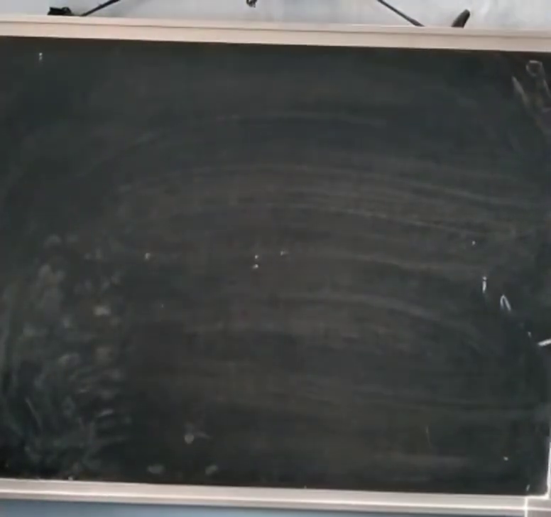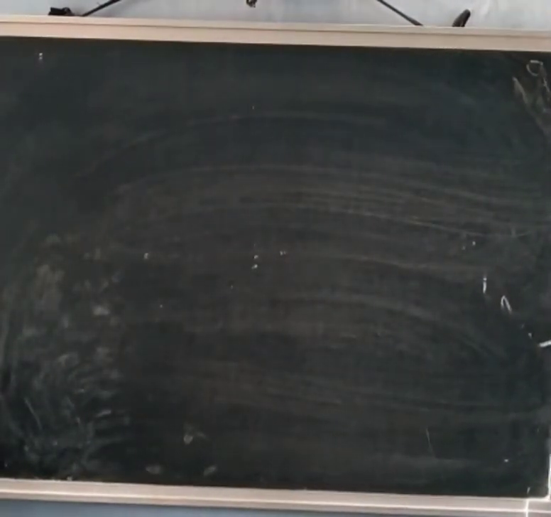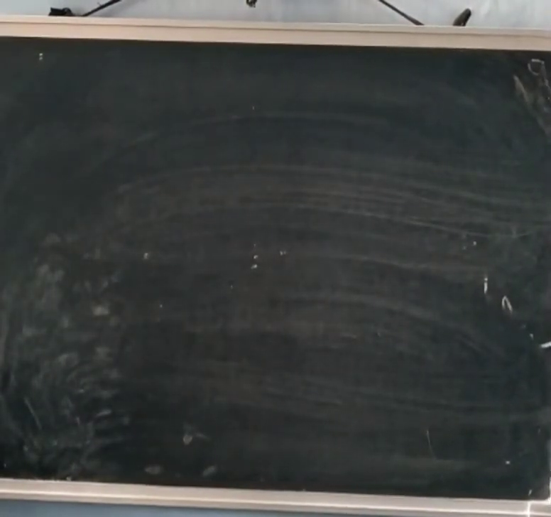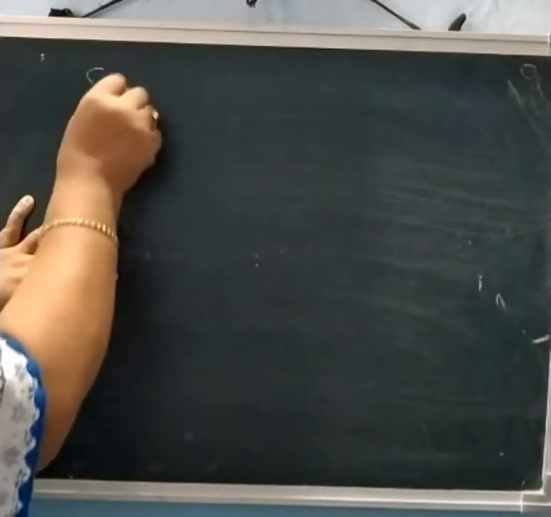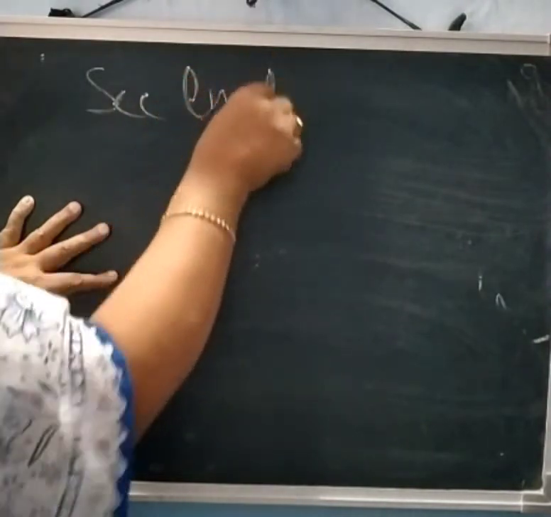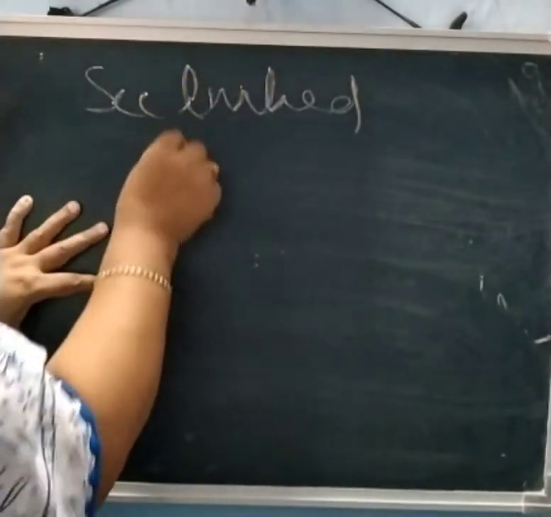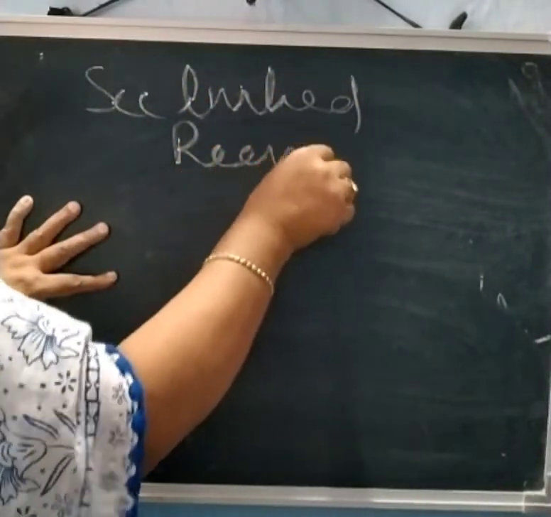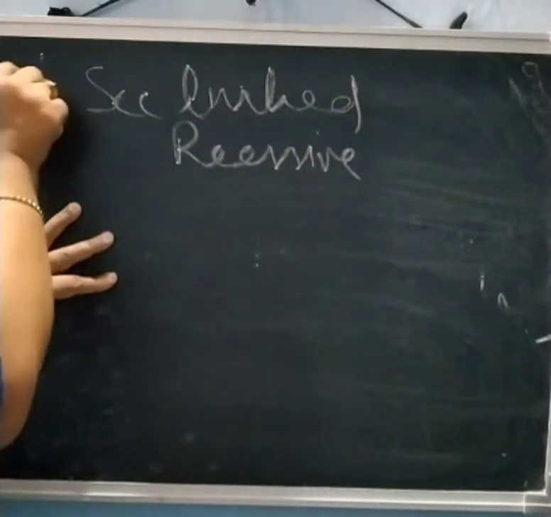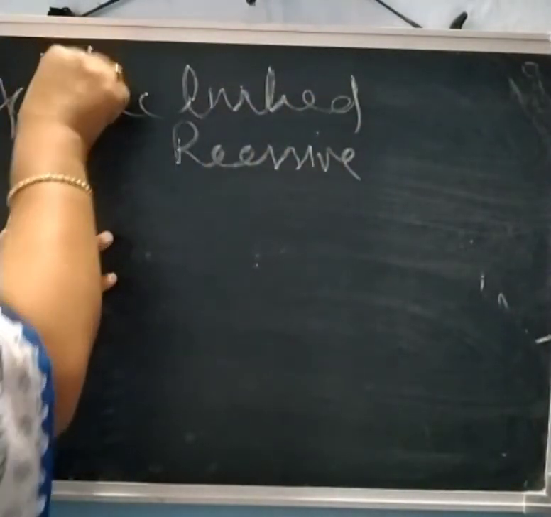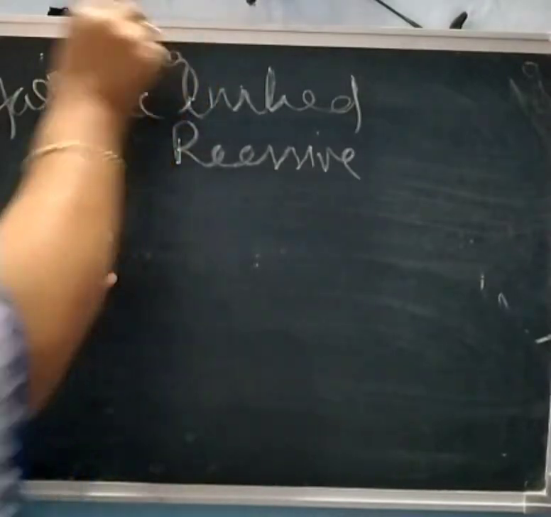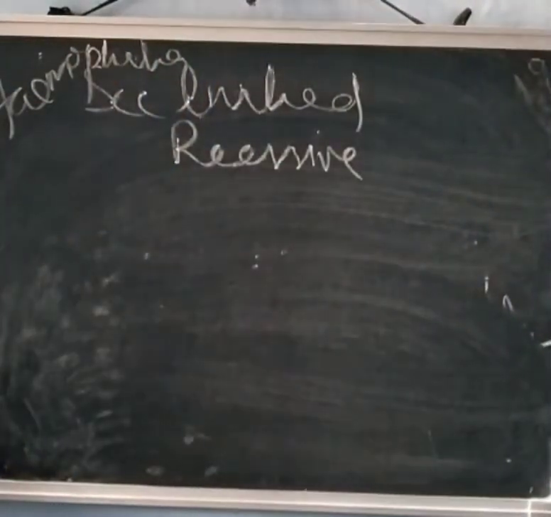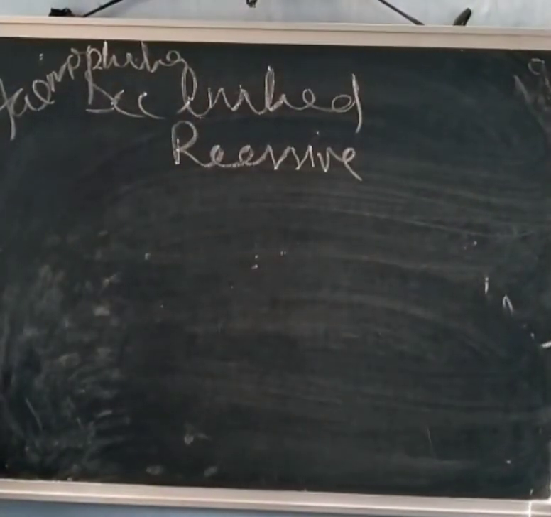The first one is hemophilia. What is this? Hemophilia is a sex-linked recessive disorder. In hemophilia, the blood clotting factor is absent. It is a sex-linked recessive disorder which is transmitted from an unaffected carrier female to some of the male offspring.